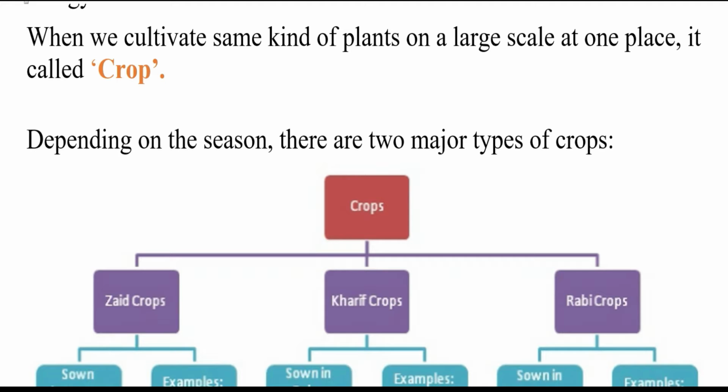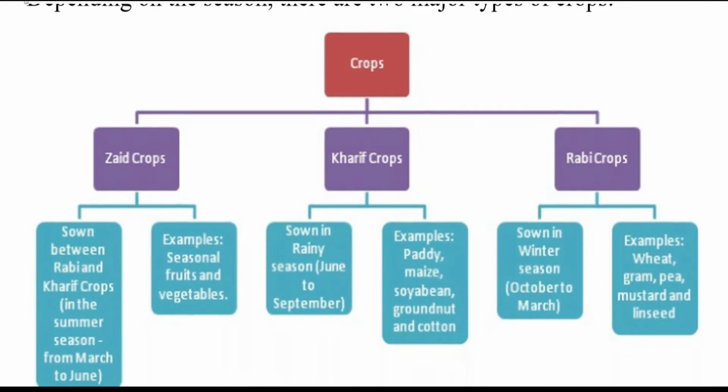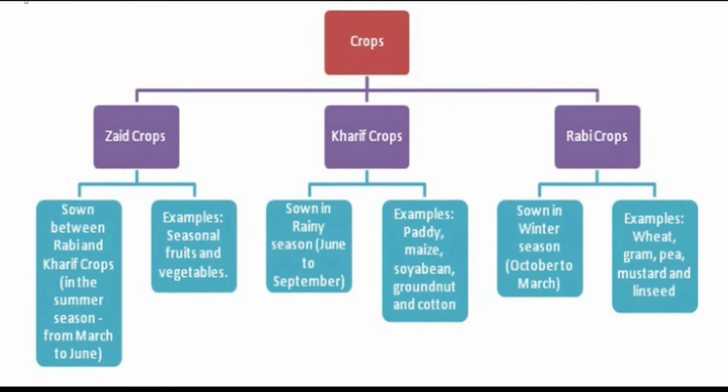Depending on the season, there are two major types of crops. The first one is Kharif, and the second one is the Rabi crops. And in between, we have Zaid crops. So first we are going to look into the Kharif, which is sown in the rainy season, that is June to September. Some of the examples are paddy, maize, soybean, groundnut and cotton.